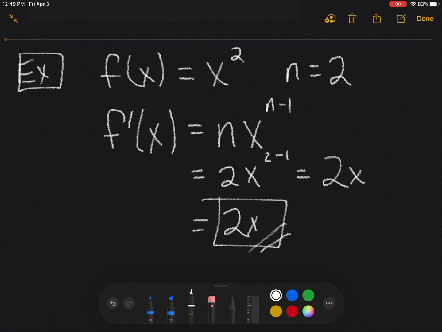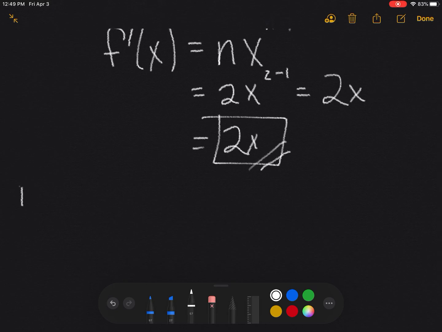Last week I had you calculate this the long way using the limit definition. Hopefully you don't hate me for making you do that now that you see how easy it could be. Let's do a second example. Example 2.